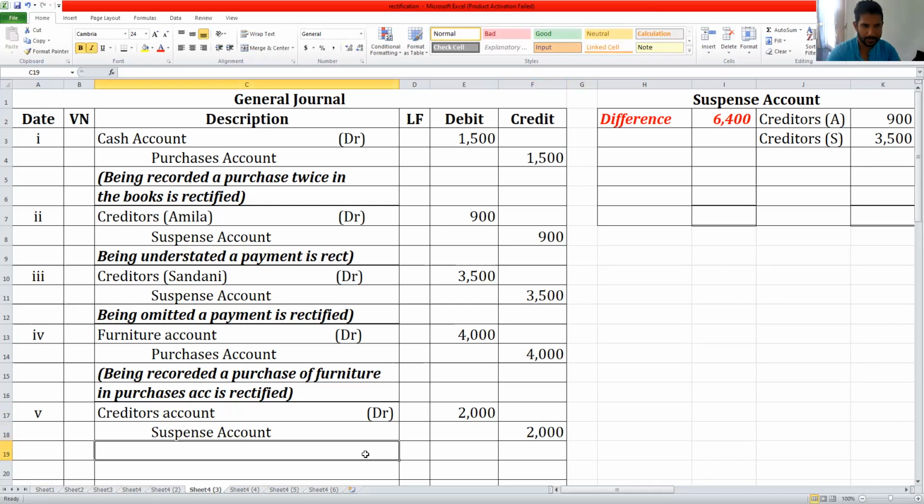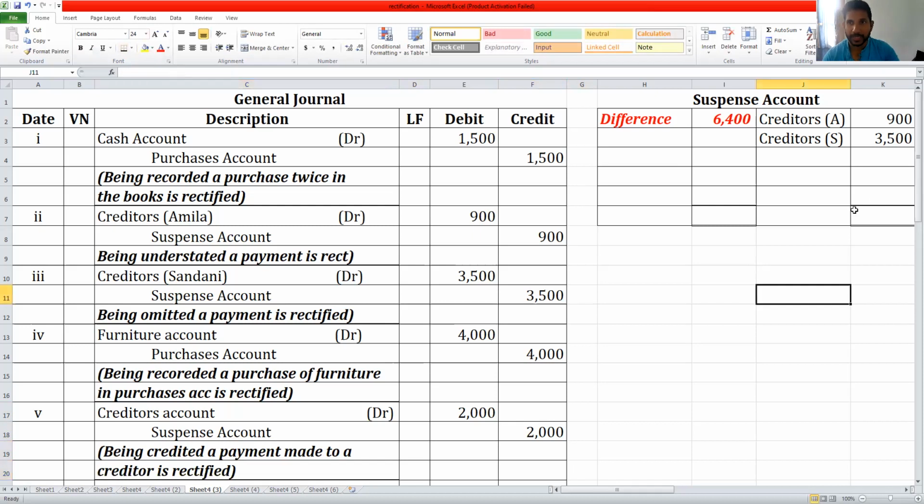Narration: Creditor, the payment being credited, a payment made to a creditor, is rectified.